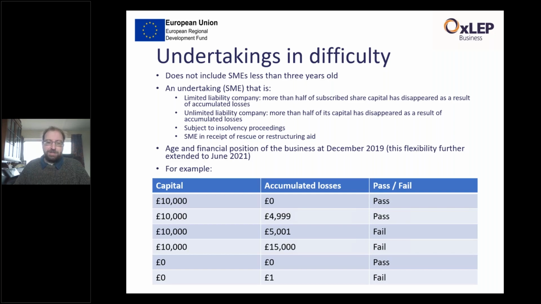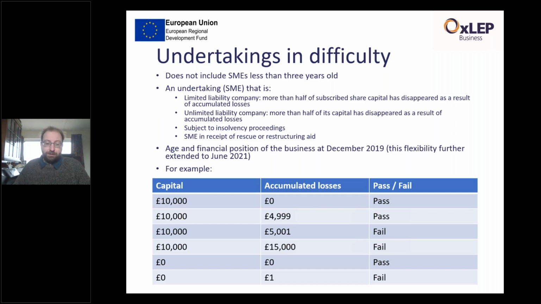So if your capital is 10,000 and you've lost nothing, so you've got no accumulated losses, clearly you're not in difficulty, you pass the test. Same capital base, if you've lost £4,999 cumulatively, you'll still pass the test. Whereas if you've lost £5,001 or more against your capital of 10,000, then you will fail the test.